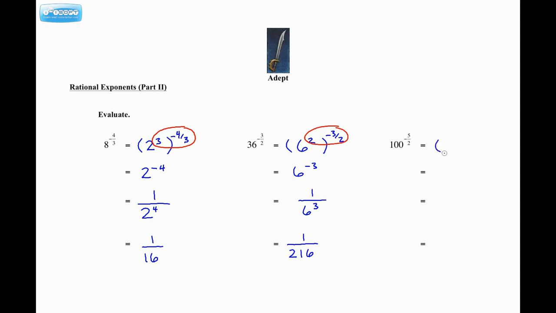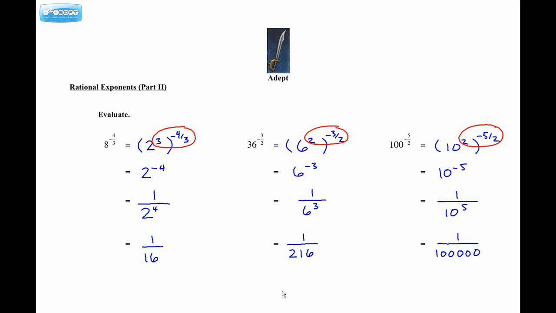Next, 100 is 10 squared. Multiply these exponents together. 2's cancel. So this is 1 over 100,000.